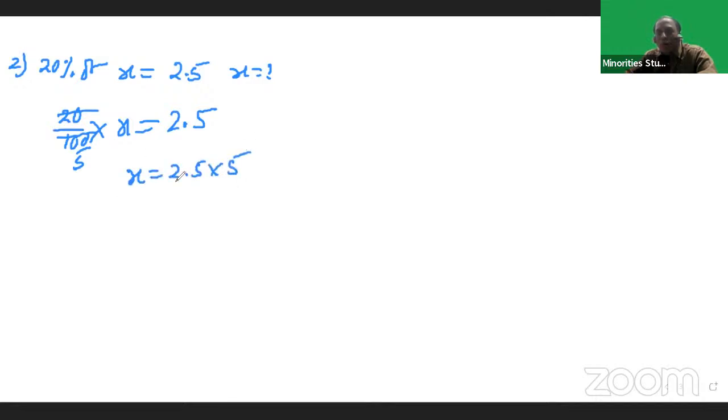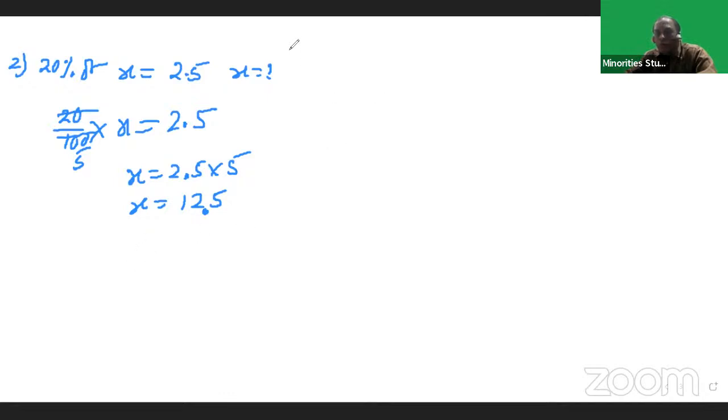2.5 into 5. x is equal to 2.5 into 5. How to multiply any number with a decimal number? 2.5 into 5. First remove the decimal. If you remove the decimal, then it will become 25. What is 25 into 5? 25 into 5 is 125. Now after the decimal, how many digits are there? Only one digit. Put a decimal after one digit from the right side. So 12.5 is the answer.